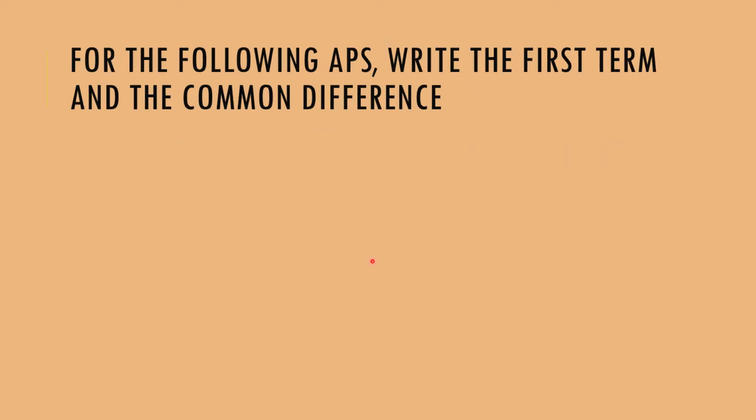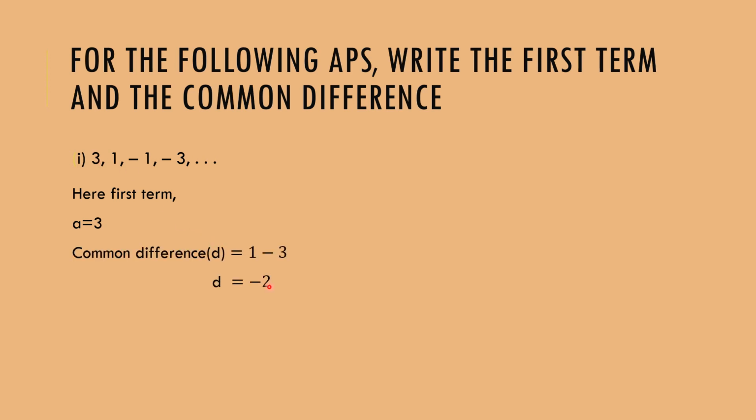For the following APs, where AP is given by default, you just write the first term and the common difference. So here, what is the first term? First term is A equal to 3. The first number is called the first term. How will you find the difference? You will take the second number minus the first number. That is, second number is 1 minus the first number. So 1 minus 3 will become minus 2.